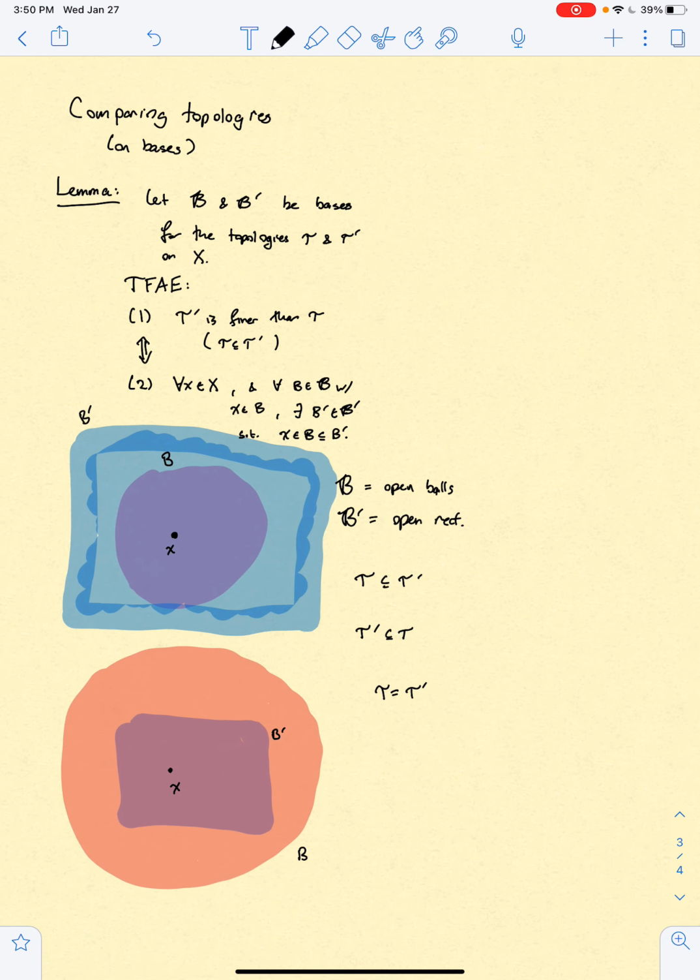And like I said, it is worth going through and actually proving this on your own. It's quite simple. It's like 3 or 4 lines.